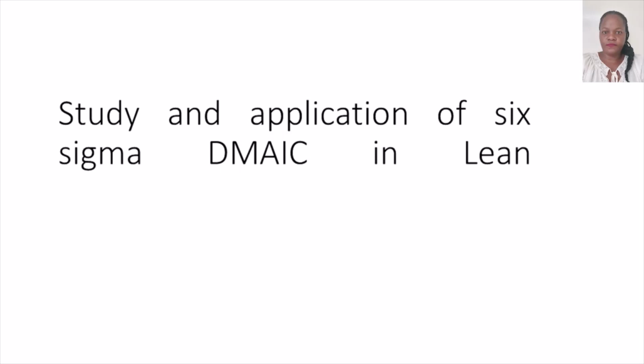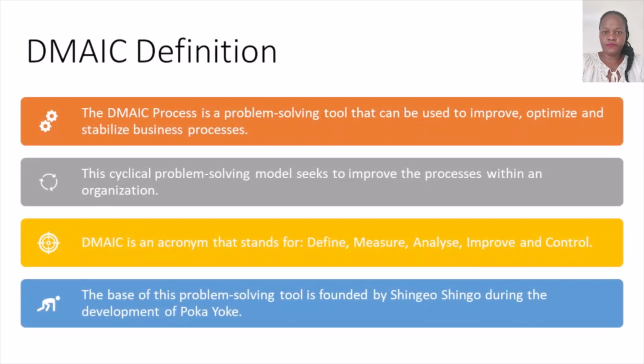The presentation will focus on talking about the study and application of Six Sigma, DMAIC, and Lean. So we'll start by defining what DMAIC is. The DMAIC process is a problem-solving tool that can be used to improve, optimize, and standardize business processes. This cyclical problem-solving model seeks to improve the process within an organization.